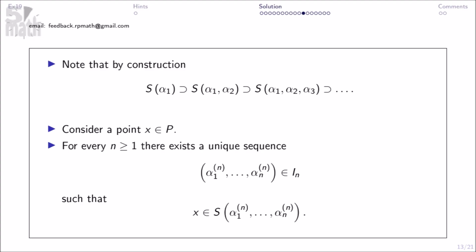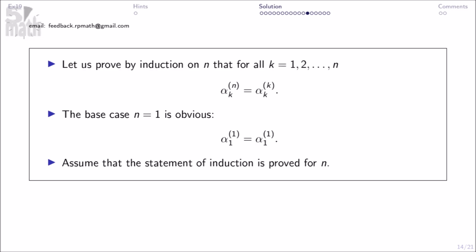Consider a point x in P. For every n greater than or equal to 1, there exists a unique sequence here such that this. Let us prove by induction on n that for all k equals 1, 2, and so on to n, we have the following. The base case n equals 1 is obvious. Here. Assume that the statement of induction is proved for n.